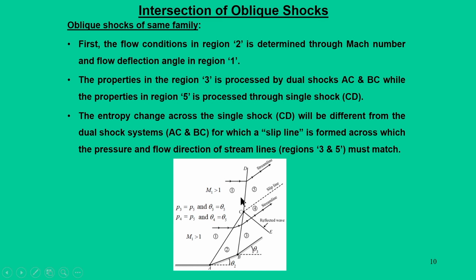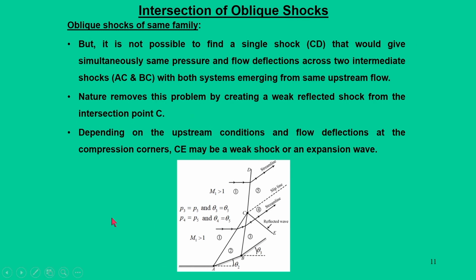Now, since all the shocks have different strengths, the entropy change across the single shock will be different from that across the dual shock system AC and BC, for which a slip line is going to form. Across this slip line, the pressure and flow direction of the streamlines, that is in regions 3 and 5, must match. But it is not very easy to map these things, and some naturally occurring process should happen.